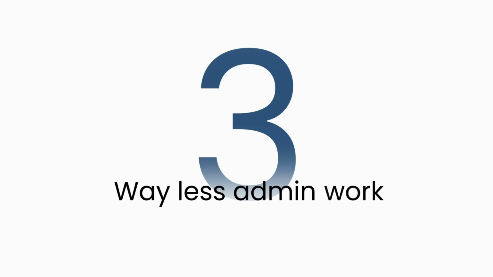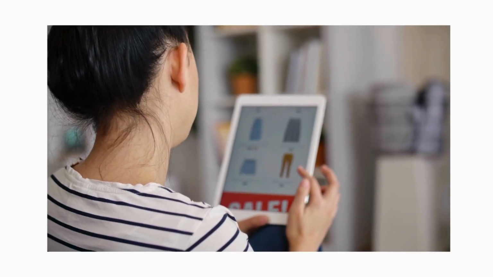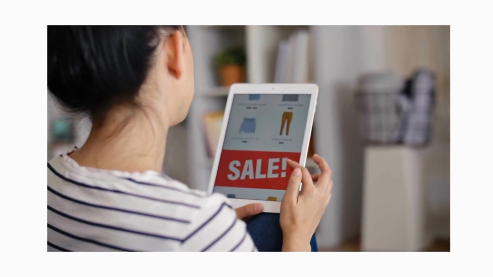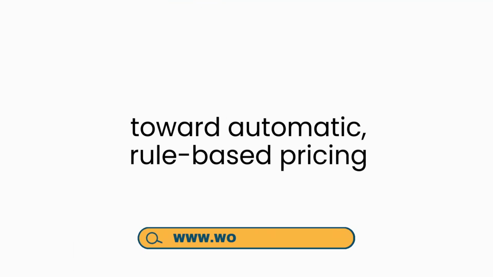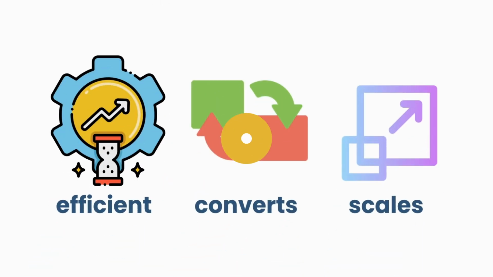And third, way less work for you. Set up a Black Friday sale once, schedule it, and forget it. It starts and ends on its own. This is why more and more stores are moving away from coupons and toward automatic, rule-based pricing. It's efficient, it converts, and it scales.